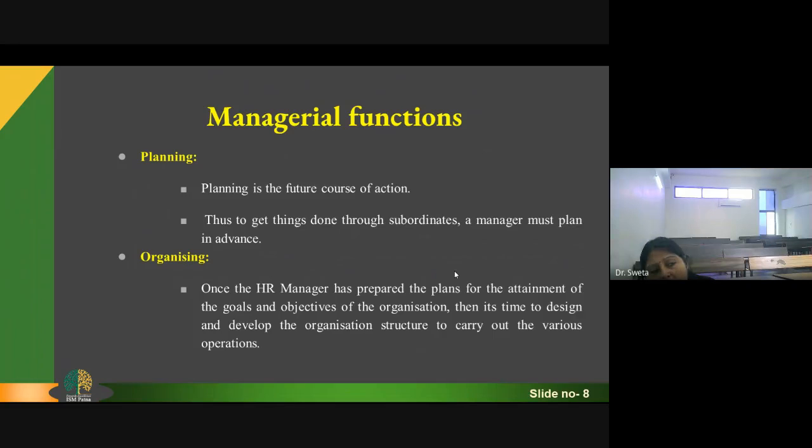So these were the operative functions that an HR manager needs to operate while in the organization. Now, coming to the next functions, that are managerial functions: planning, organizing, staffing, directing, and controlling. So planning is a future course of action, and what we need to do in future, we need to plan before. That is planning. After planning, whatever roadmap we have prepared, we need to assure the availability of all the resources that we need in the planning process. Okay, so we need to organize all the resources that we require, and that is the process of organizing.